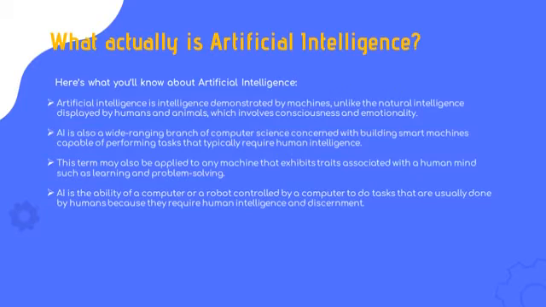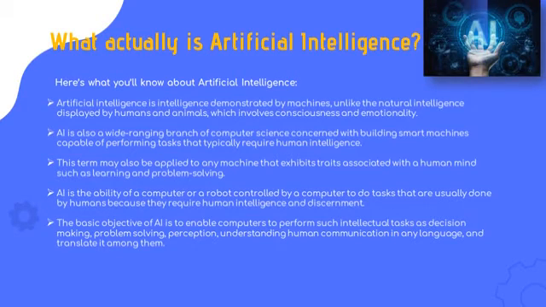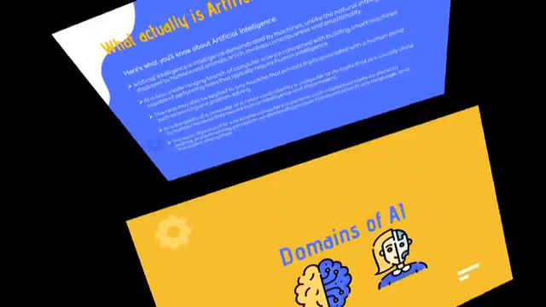AI is the ability of a computer or a robot controlled by a computer to do tasks that are usually done by humans because they require human intelligence and discernment. The basic objective of AI is to enable machines to perform some tasks like decision making, problem solving, perception, understanding human communication in any language and translating it among them.